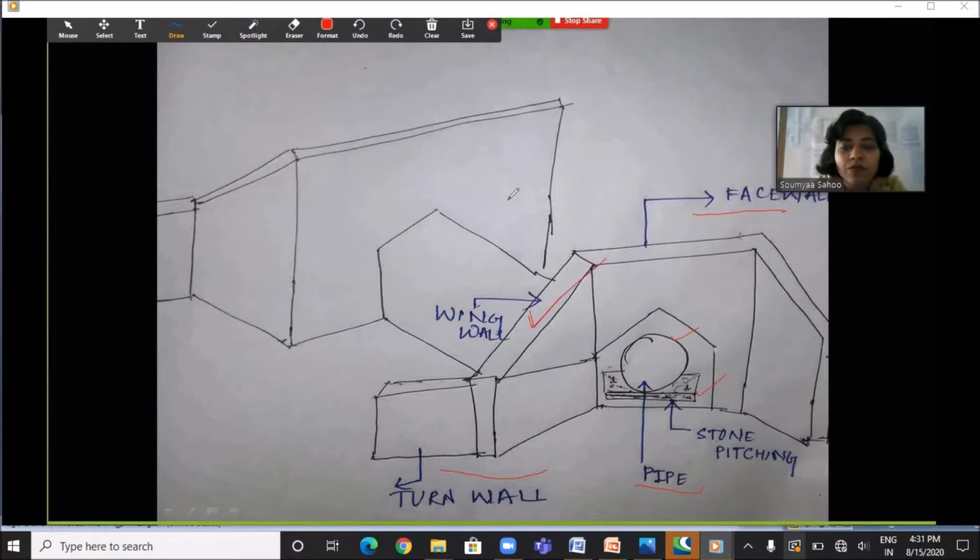So the construction of Hume pipe culvert follows a sequence of work, and that sequence is first earthwork in excavation, then cement concrete work. After that, first class brick work is to be done. After that, pointing work is done, followed by fixation of pipe. So this is the construction methodology of Hume pipe culvert. So with this background knowledge, let's quickly start the detailed estimate of Hume pipe culvert.